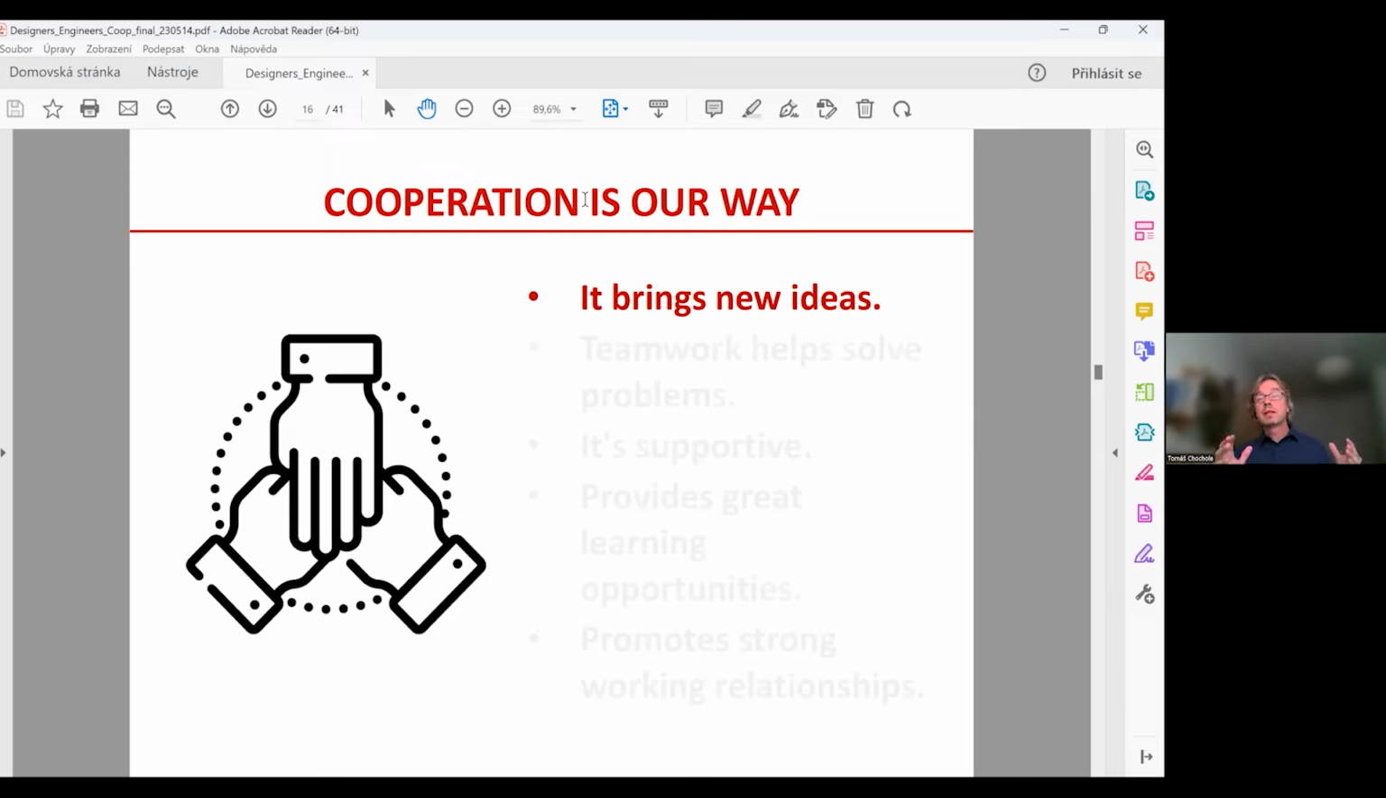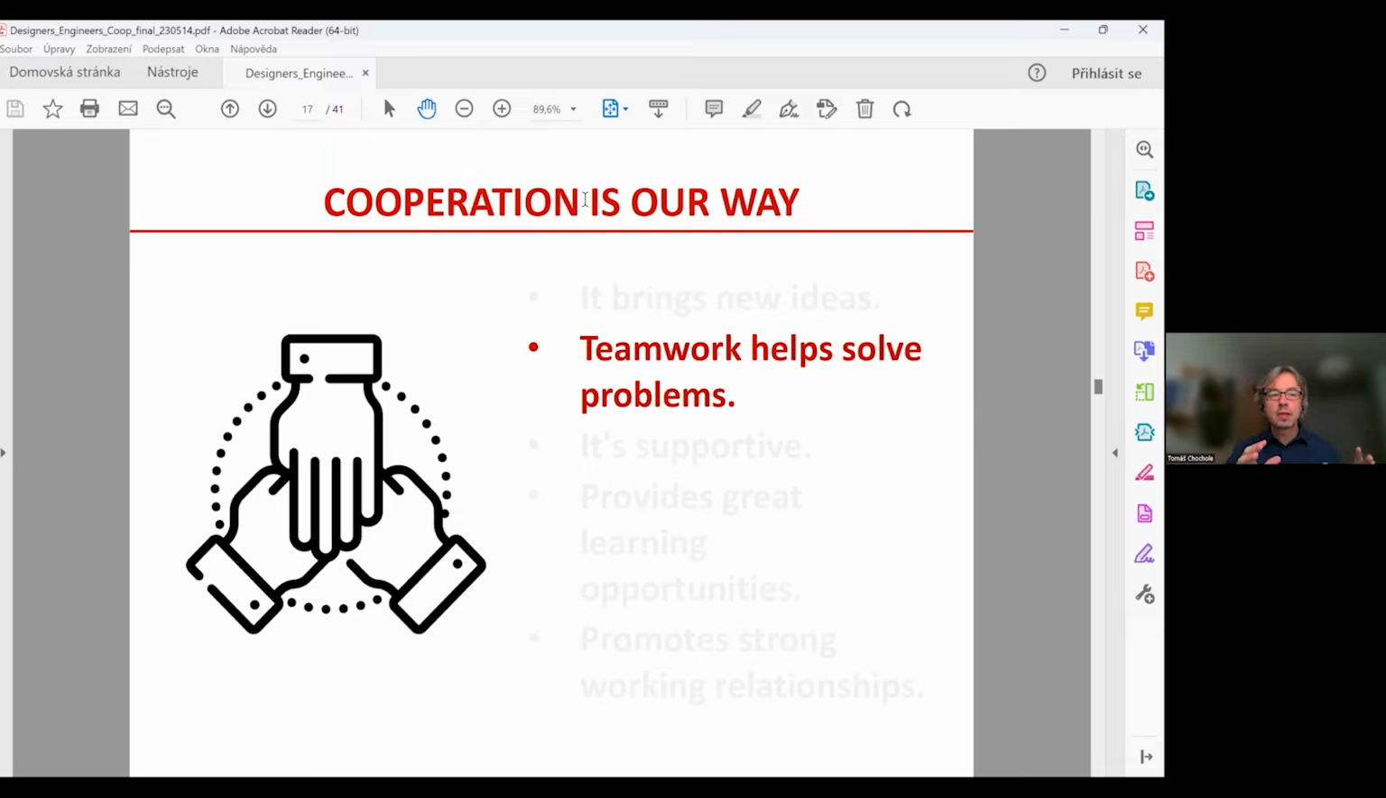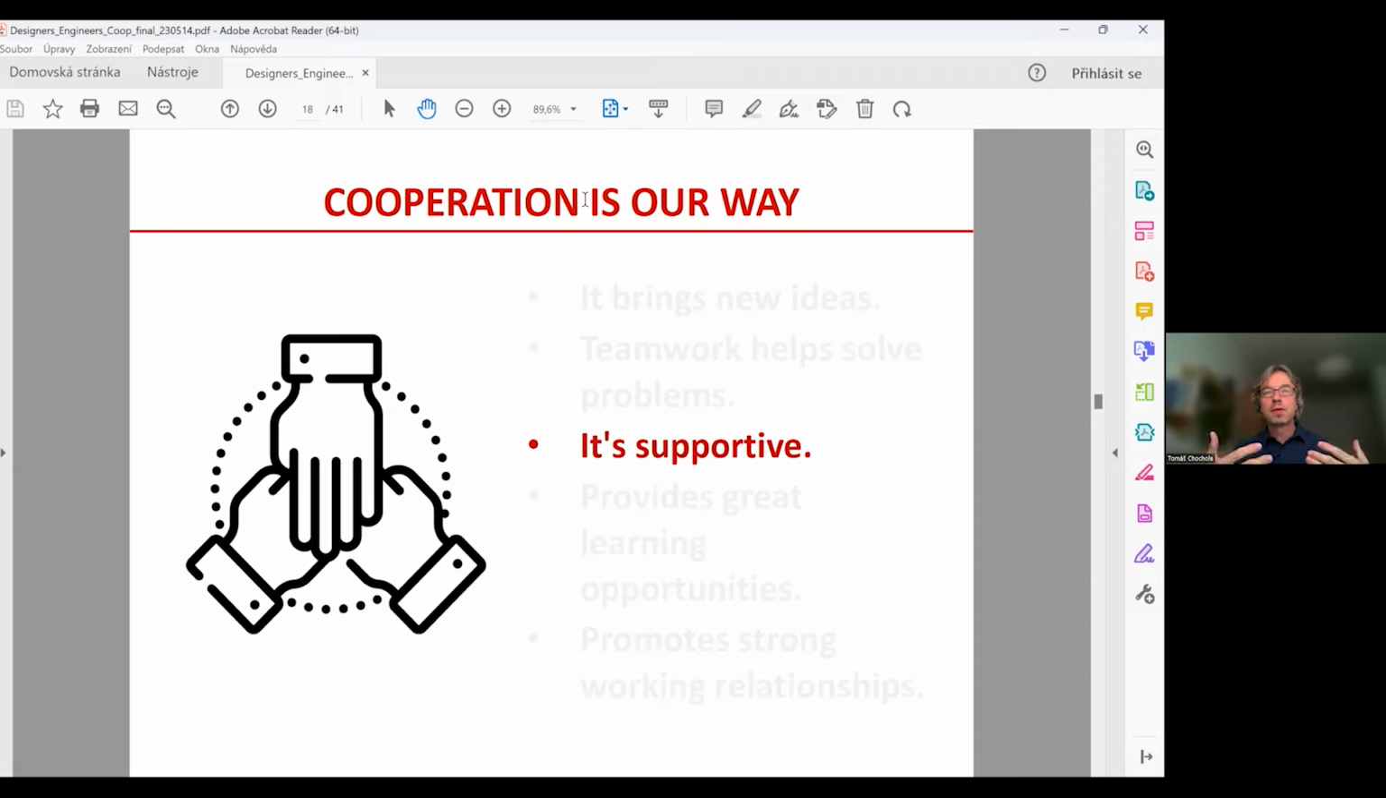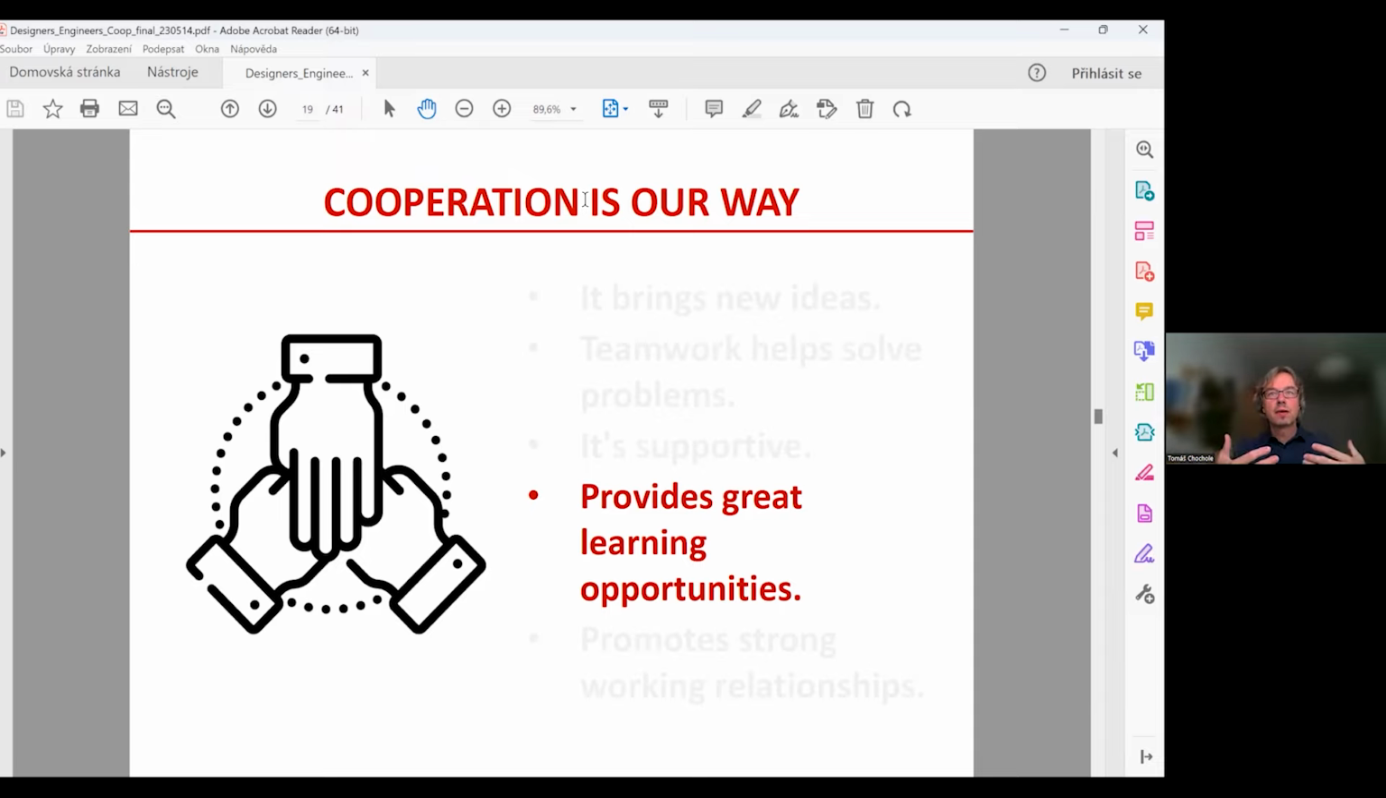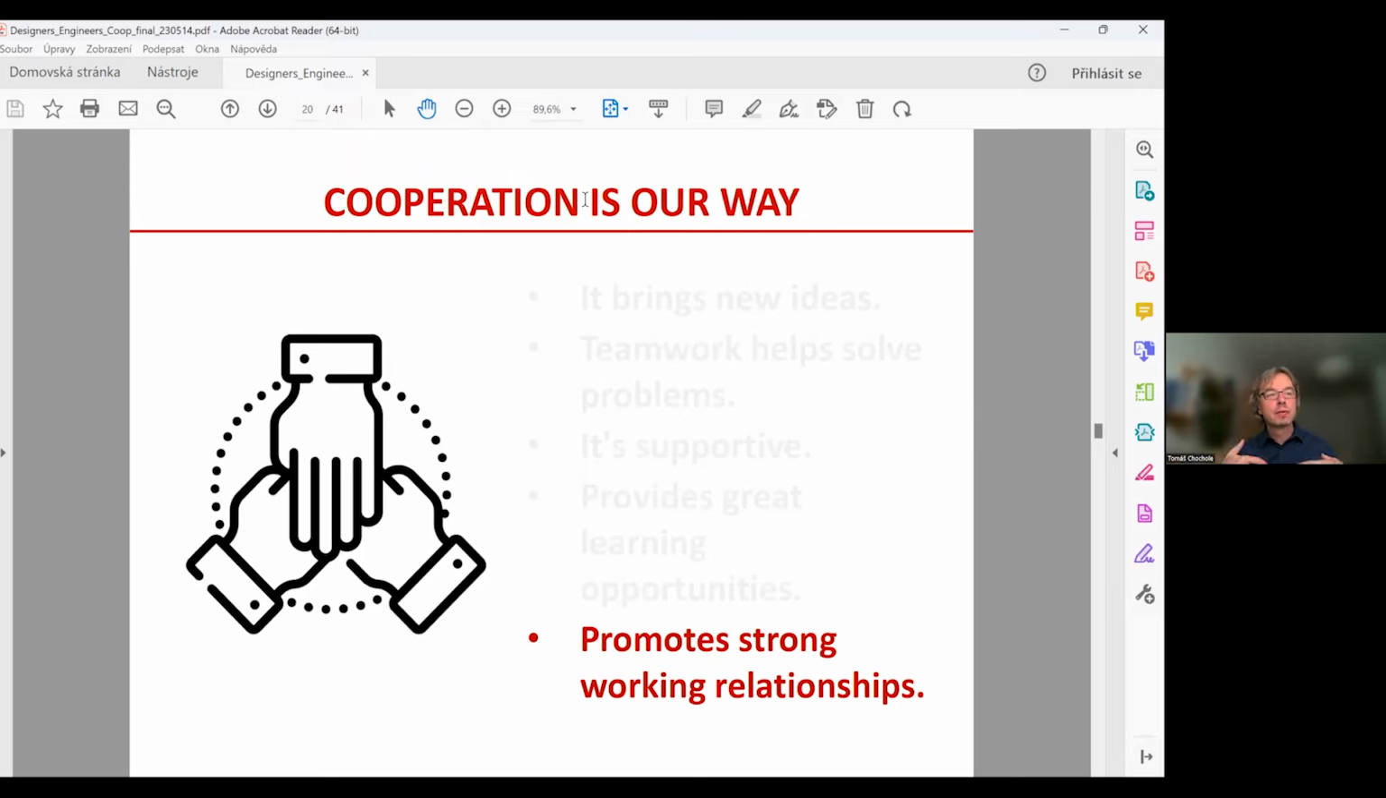So I think that only effective cooperation is our way, because it can bring new ideas. It can help us, because teamwork can solve problems easily and quickly. It's really supportive for the people who are organized in the teams, and it's also beneficial for the teams. And teamwork can bring us new learning opportunities, because we can study and take new information from different fields when we are cooperating together.